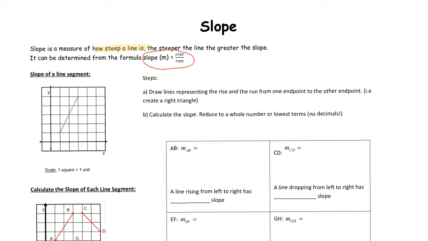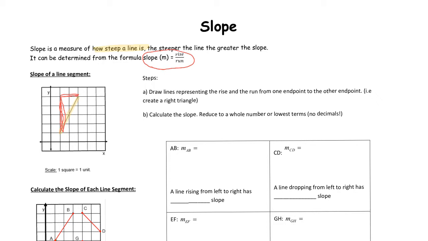So our steps in finding a slope is that we're going to draw a line representing the rise and the run from one point to the other. So let's first take a look at this example here on the left. So we have this line here that we've graphed, and we want to define with a number how steep that is. So we can take a look at, okay, well, how high up does this line go? And then we compare it to how far over this line goes.